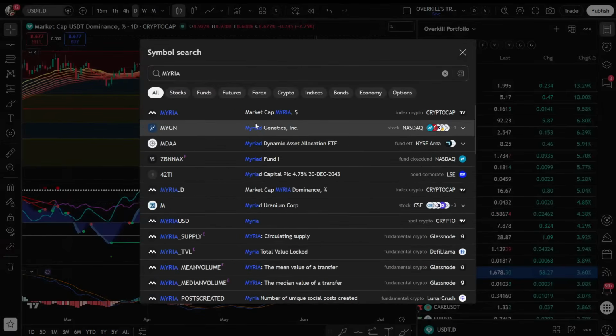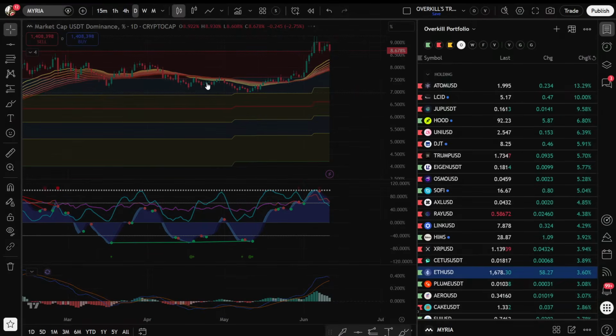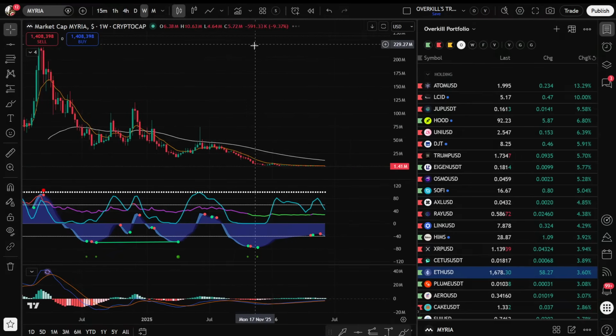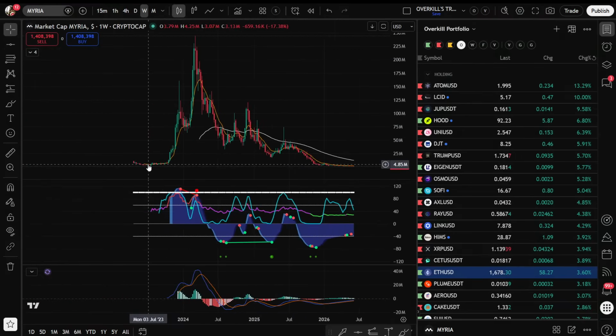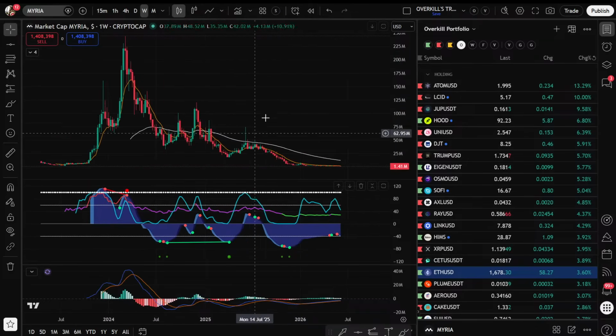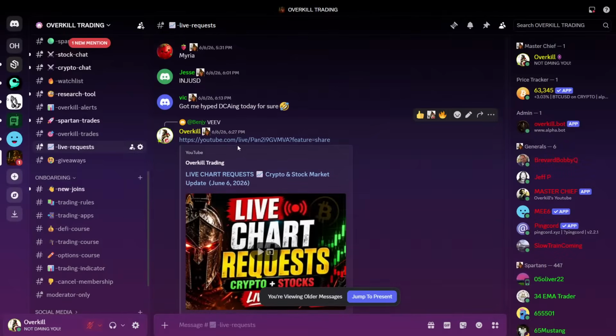Myria. The crypto again looks like a rug pull to me. It's down here at the lowest point since 2023. If you believe in the project, I would buy it.